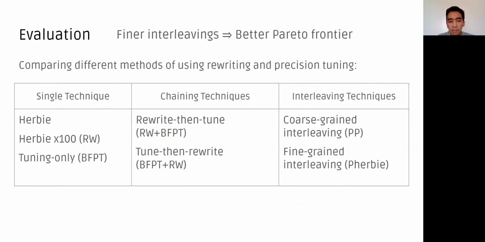So I made the claim in the beginning that finer interleavings of the 2 techniques create better Pareto frontiers. We use 7 treatments on the 2 benchmark suites. The 4 that are of interest are the 2 in the middle that use rewriting and precision tuning separately, and the 2 on the right that use the 2 techniques together. Of course, we have Furby, but we also have a kind of a coarser grain variant that uses precision tuning and rewriting together rather inefficiently.